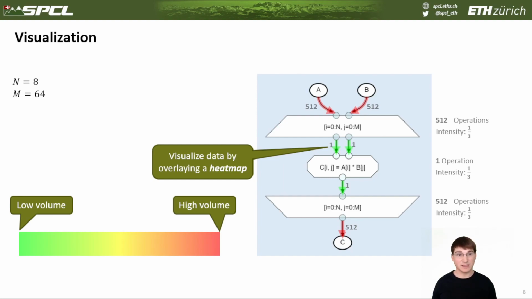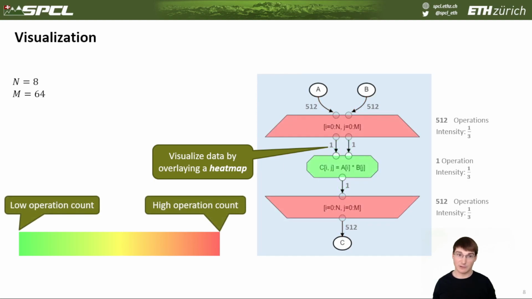And of course, the same technique can be used not only to visualize the data movement, but also to visualize the number of arithmetic operations or the operational intensity. Of course, instead of coloring the data movement edges, we color the nodes instead.